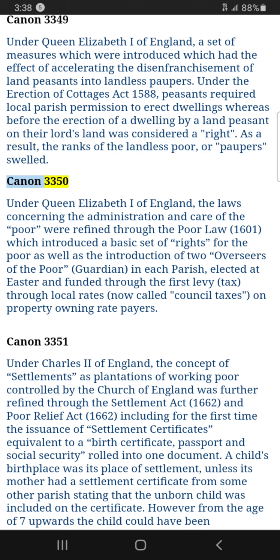Canon 3350. Under Queen Elizabeth I of England, the laws concerning the administration and care of the poor were refined through the Poor Law, 1601, which introduced a basic set of rights for the poor as well as the introduction of 2 overseers of the poor, guardians, in each parish, elected at Easter and funded through the first levy, tax, through local rates, now called council taxes, on property-owning ratepayers.